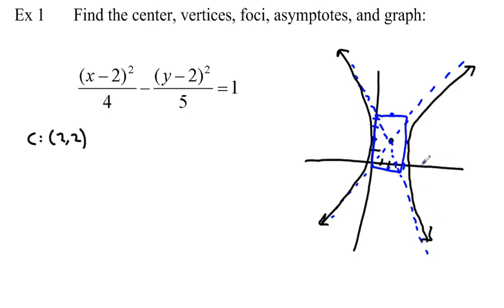Now, from the graph, we can get our vertices. Our vertices are these 2 points, the points where the curve touches that rectangular box. So from the graph, I'm just going to count those values. One of those points is (0, 2). One of those points is (4, 2).